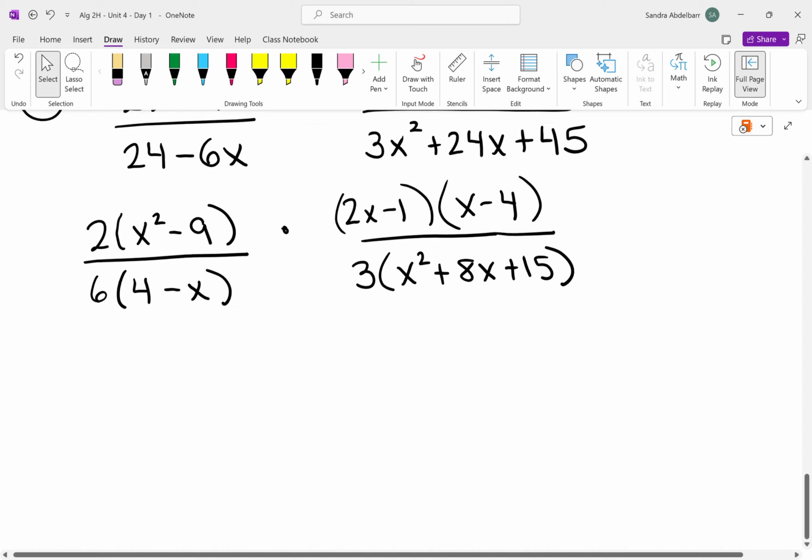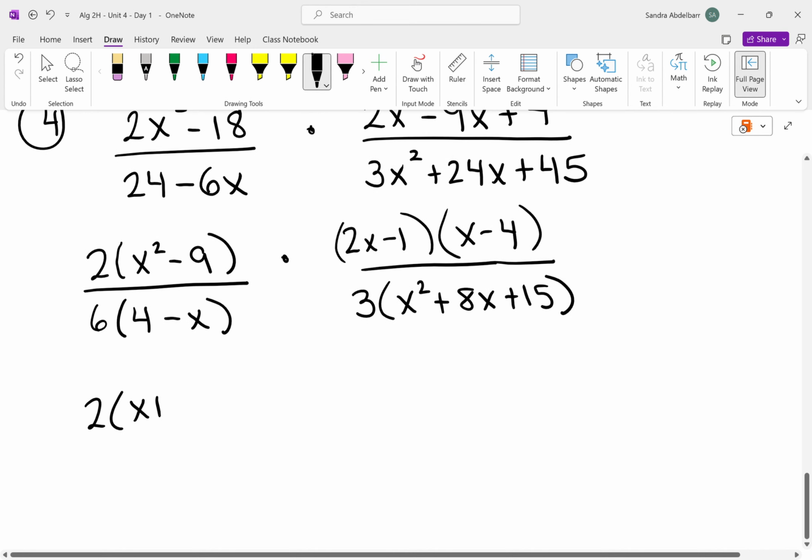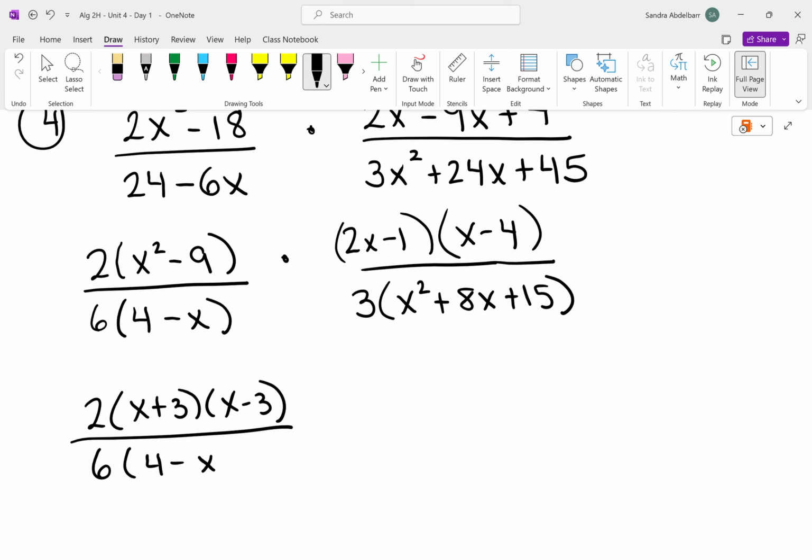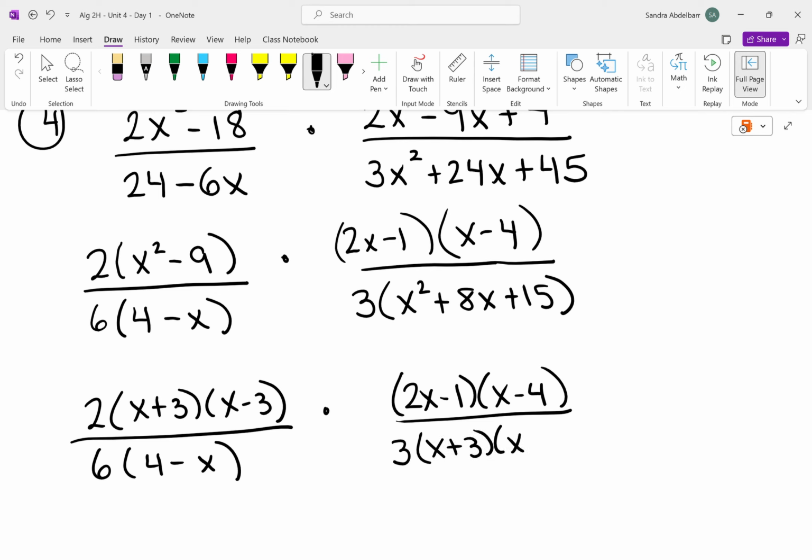I'm not done because I can still factor more. I first have the difference of squares, so we're x plus 3, x minus 3. And then my second denominator, I can factor that more. This is going to be an x plus 3 and x plus 5. Once I've factored everything, that's when I start looking to cancel. So I see that I can clear out the x plus 3's.